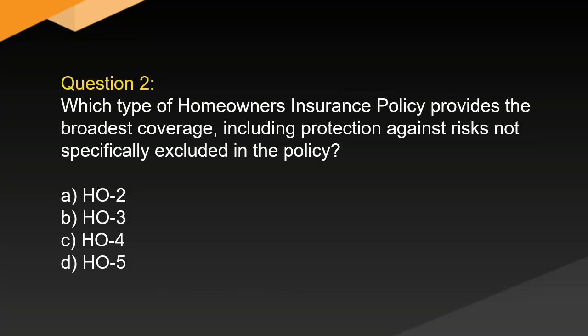Question 2. Which type of homeowner's insurance policy provides the broadest coverage, including protection against risks not specifically excluded in the policy? A. HA2. B. HA3. C. HA4. D. HA5.